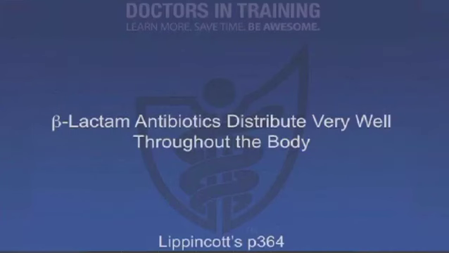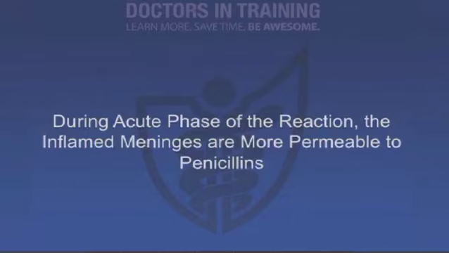Now let's talk about distribution of these drugs after administration. Beta-lactam antibiotics generally distribute very well throughout the body. All of the penicillins do cross the placental barrier, but none of these has been shown to be teratogenic. There is penetration into the bone and CSF, but it's much more thorough when these sites are inflamed. The penetration into these sites becomes less predictable when the infection begins to be treated and the inflammation subsides. So during the acute phase of the reaction, inflamed meninges are much more permeable to the penicillins, and so there's an increased ratio of the amount of drug in the central nervous system compared to the amount in the serum.